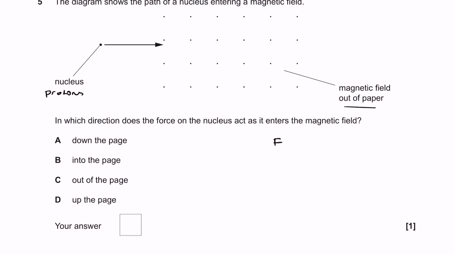Remember the FBI rule, force acts by the thumb. B is the magnetic field, which acts through the first finger, and the second finger is the current, and so the force acting will be down the plane of paper, so A will be the answer.